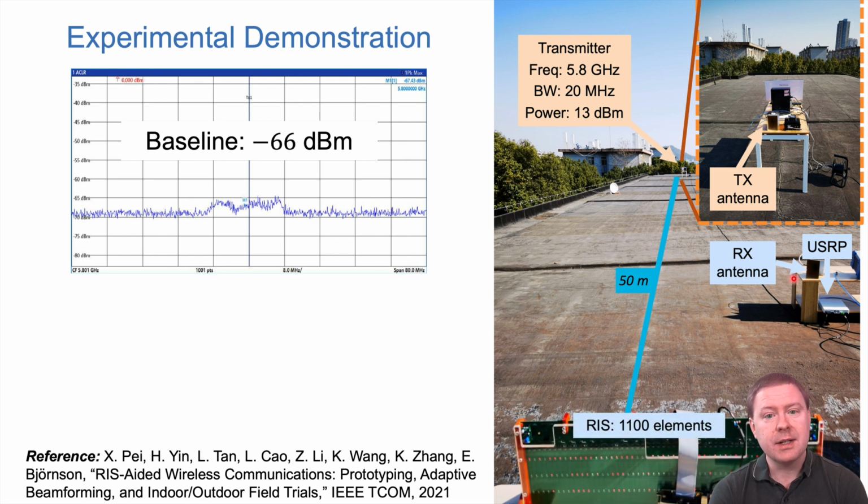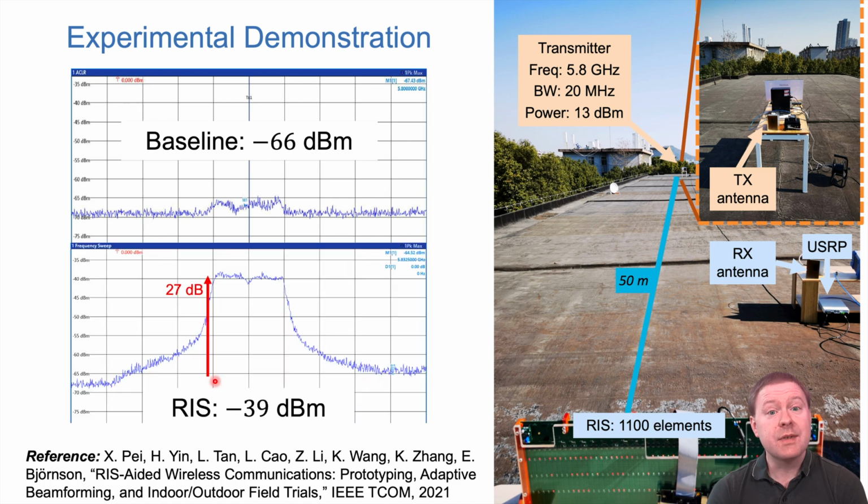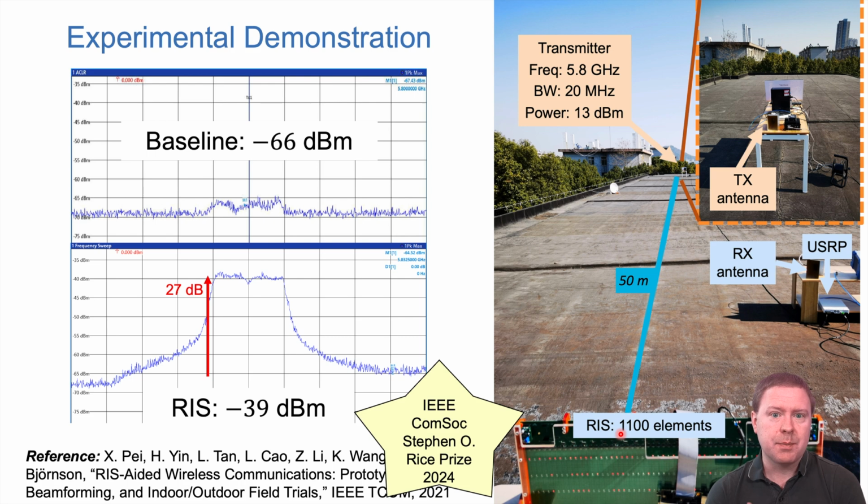However, if we change the copper plate to a reconfigurable intelligent surface that we have designed, the received signal power increased by 27 dB, meaning 500 times compared to the copper plate. So it's apparently possible to create this virtual line of sight path using a reconfigurable intelligent surface. This was the first experiment of this kind in a real propagation environment that was documented in the scientific literature, which is why we are now receiving the ComSoc Stephen O. Rice Prize for this paper.